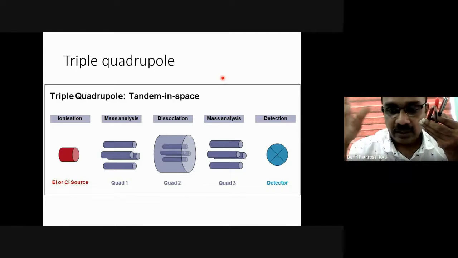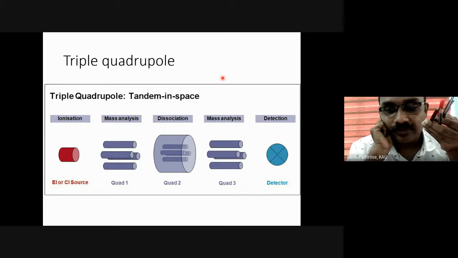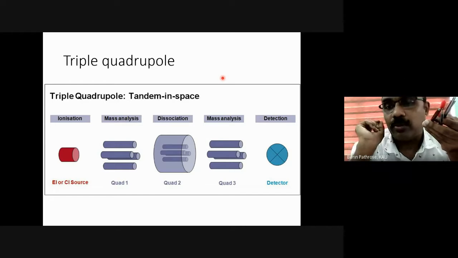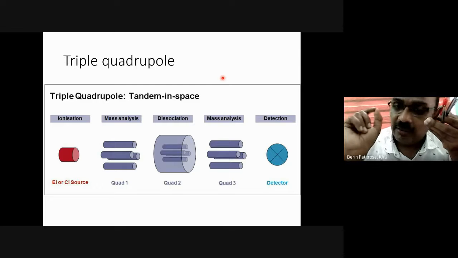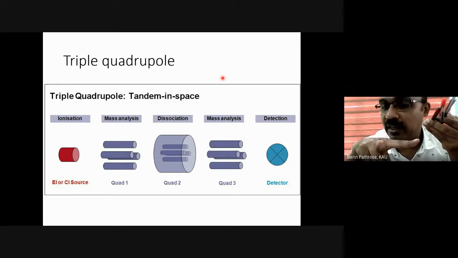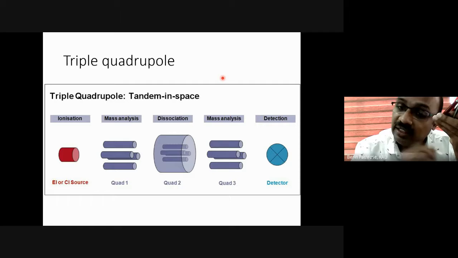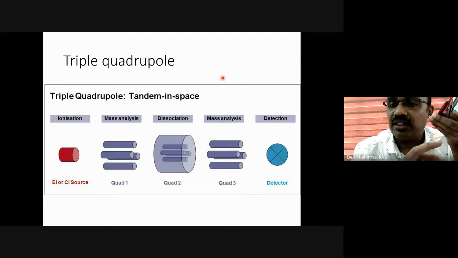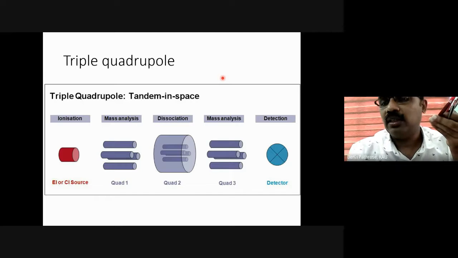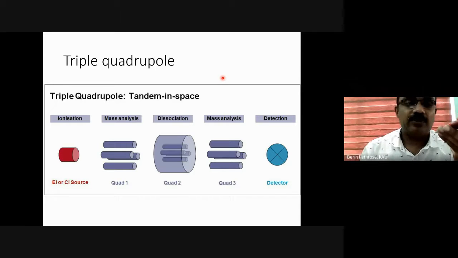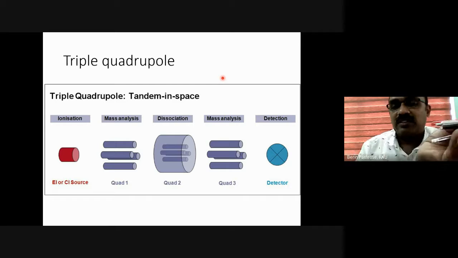Are you clear up to this? So we have 4 rods called a quadruple. The quadruple is provided with AC as well as DC charge. At a given moment, 2 opposite rods will have positive charge and the other 2 will be negatively charged, but it's not constant throughout. Within a few milliseconds, the positively charged rod converts into negative, and at that time the other 2 will be positive. Are you clear? Yes, sir. Okay. So now this is the quadruple.